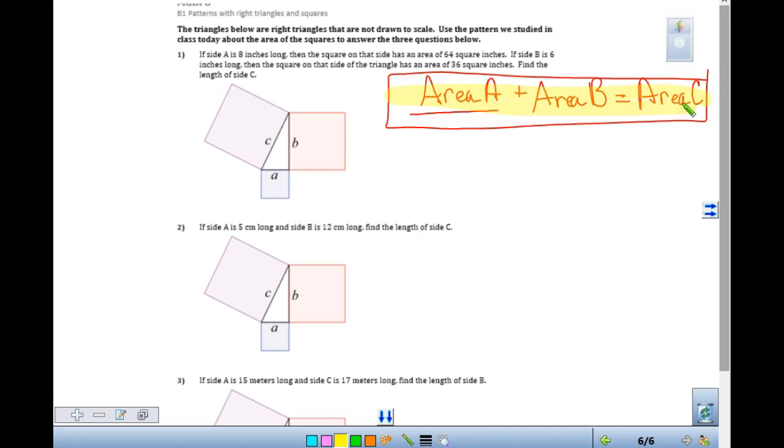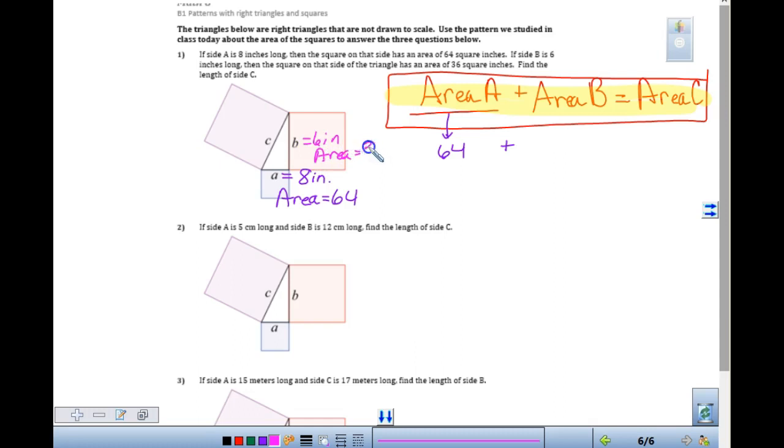In number 1, what information do they tell us when we read the question? So if we look at number 1, they tell us the first piece of information, side A is 8 inches long. So right next to this little letter A, write 8 inches. Area A equals what? 64. So right below this area A, we're going to put 64. What do we know side B is? Side B equals 6 inches. So side B is our 6 inches, which means the area here is 36. So put area B.